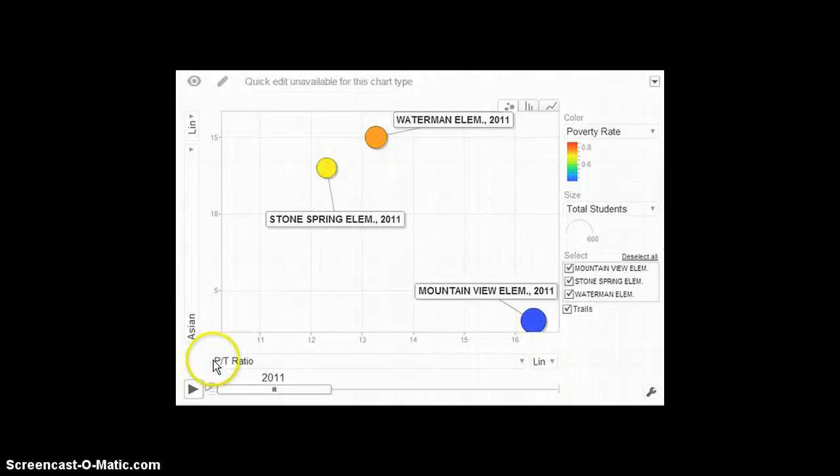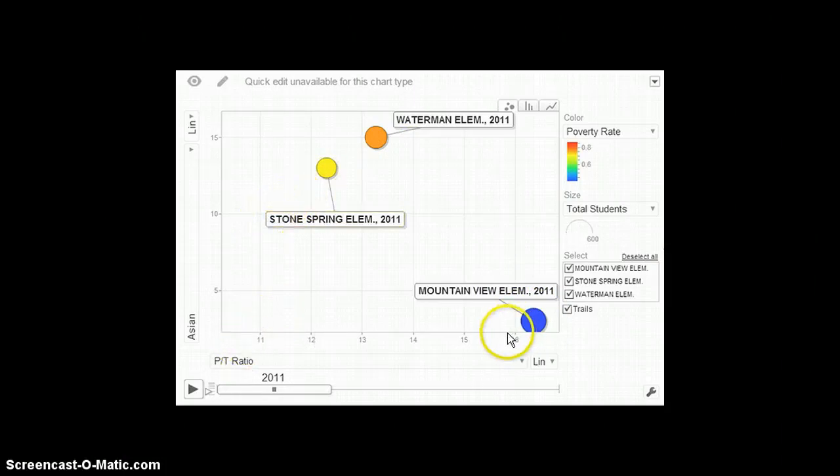Now, I'm going to notice this little arrow here tells me how quickly I want to play it. I'm going to slow it down just a little bit. Take a real quick look at what I have here. I have these three schools. Right now we're in 2011. The size of the bubble I've made as the total students. That way, the bigger the bubble, the more students. So Mountain View is going to have the highest student population, Stone Spring has the smallest.